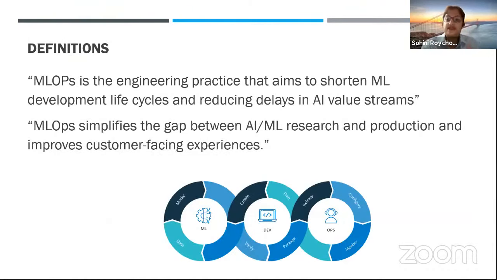So let's start with the definition of what MLOps is. MLOps is the engineering practice that aims to shorten the ML development life cycles and reduce the delays in AI value streams. Now, what does that really mean?